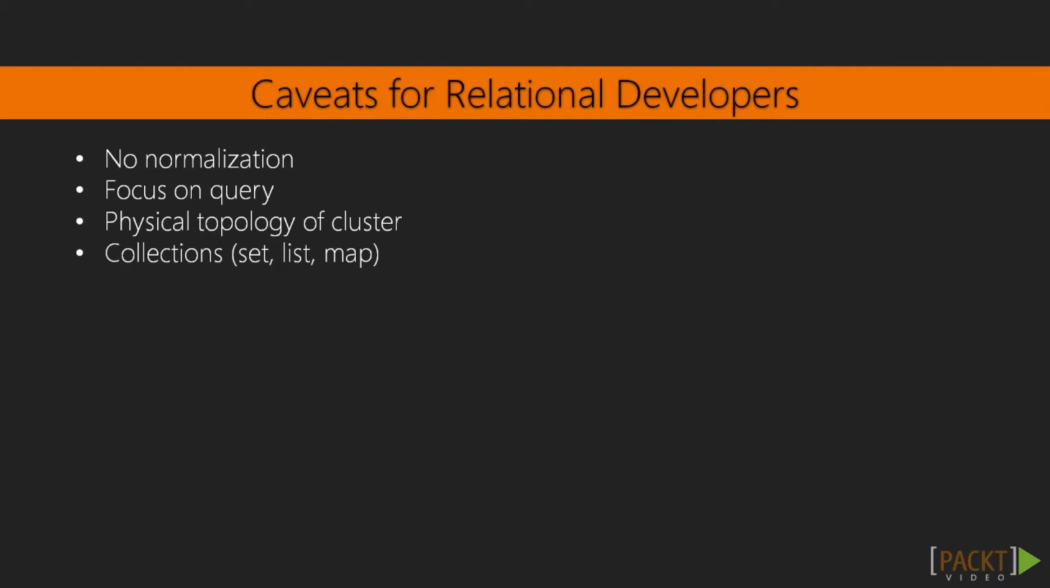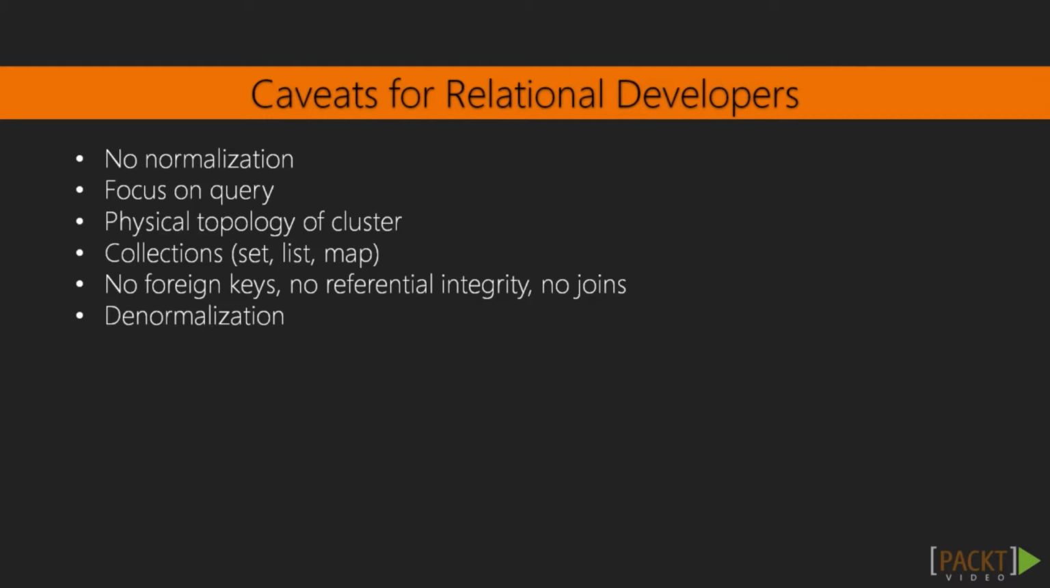Cassandra allows collections, set, list, and map as part of the data model. Collections are a complex type that can provide flexibility in querying. We won't go deep into collections in this course. Cassandra doesn't have foreign keys, referential integrity, and hence joins are not allowed. Instead, it encourages and performs best when the data model is denormalized. So, denormalization is normal in Cassandra.